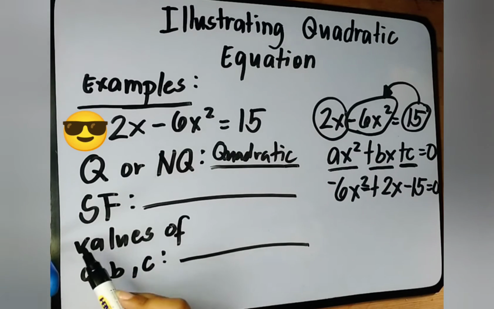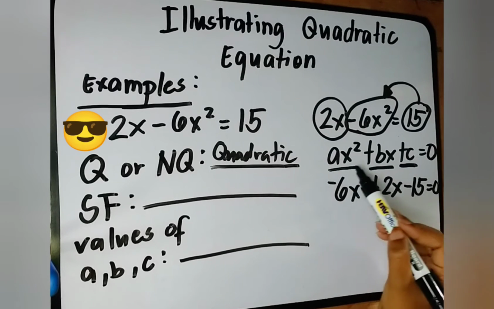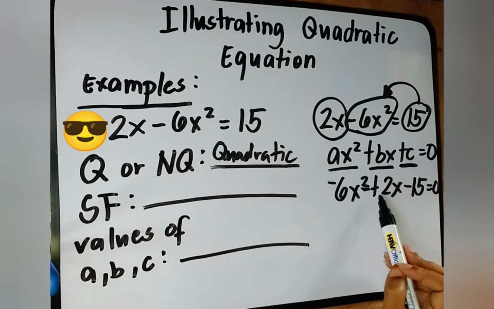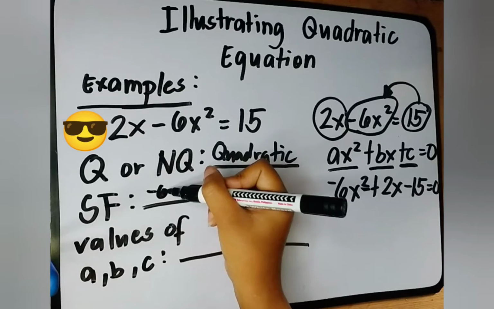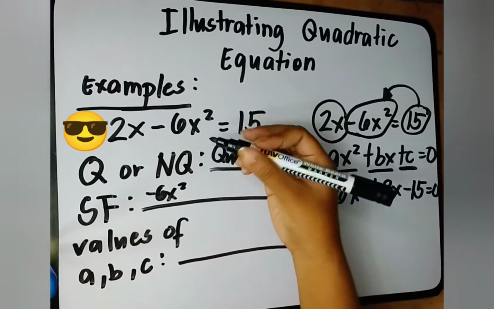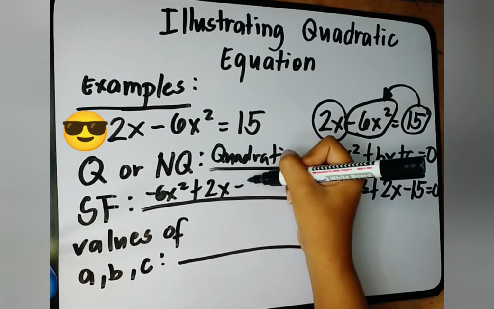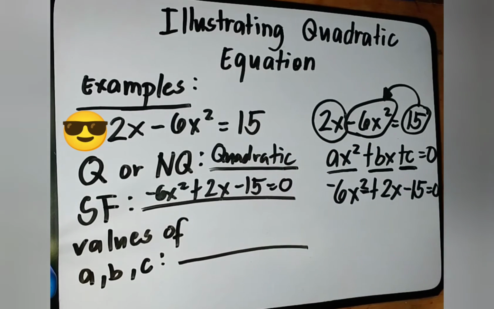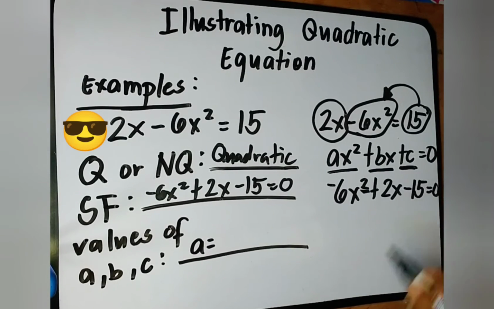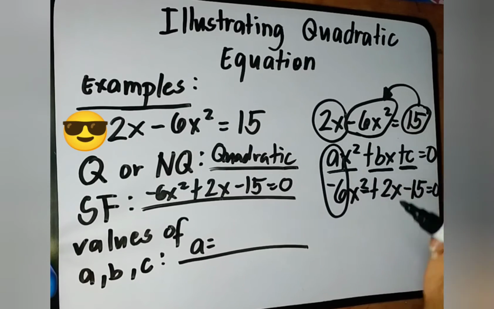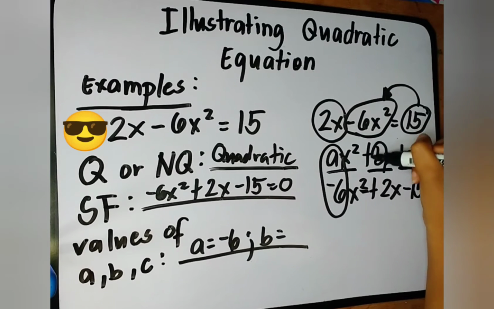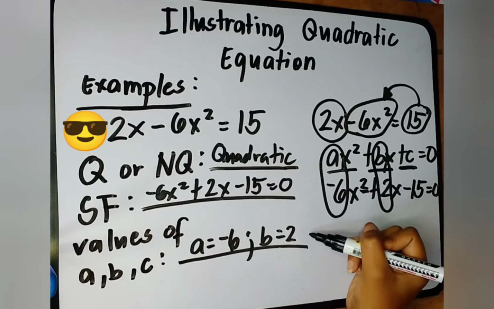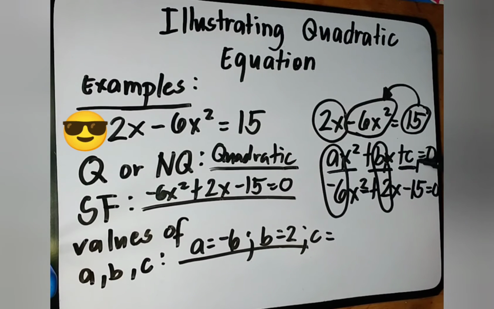Okay, next is the standard form. Okay, tandaan yung standard form is ax squared plus bx plus c is equal to 0. Okay, so since it is written in the standard form, we will just copy it. Negative 6x squared plus 2x minus 15 is equal to 0. And then we will find the values of a, b, and c. A is equal to negative 6. Next, b is equal to positive 2. And then the last one, c is equal to negative 15.